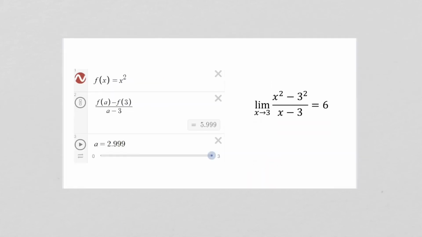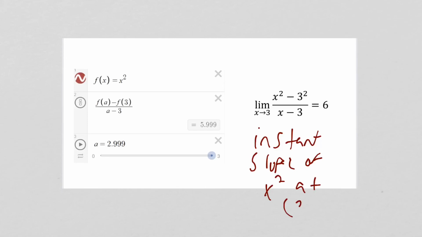And now let's change it. I just typed in 2.999, and what Desmos is telling me is that it's equal to 5.999, which is really close to 6. And if you experiment with this and add more 9s here, you're going to see this keep getting closer to 6. So it's reasonable to estimate that this limit would be equal to 6. And again, this is the instant slope of x squared at the point 3 comma 9, because 3 squared is 9.